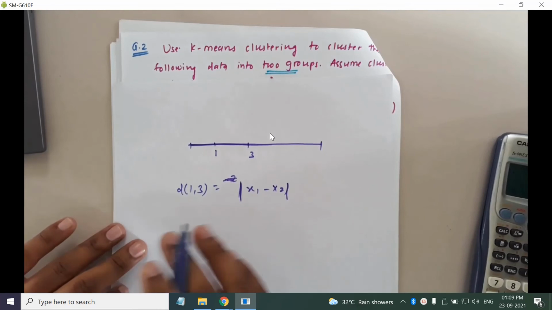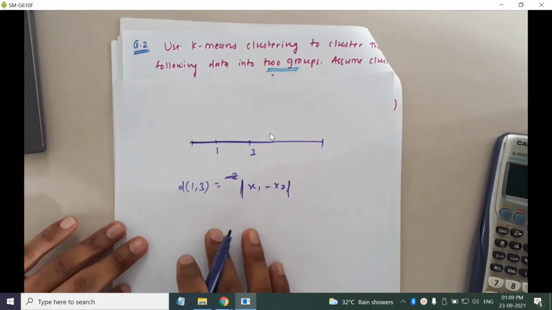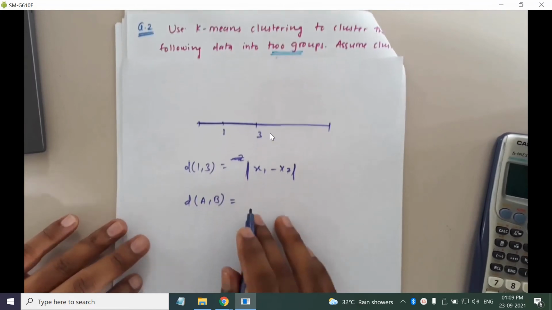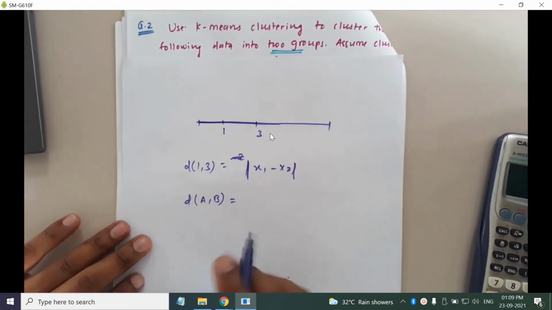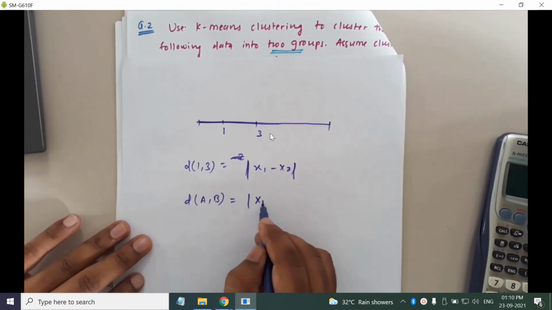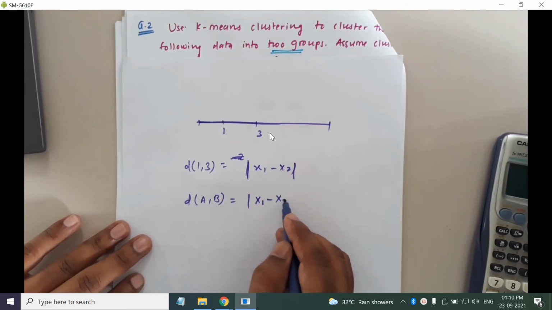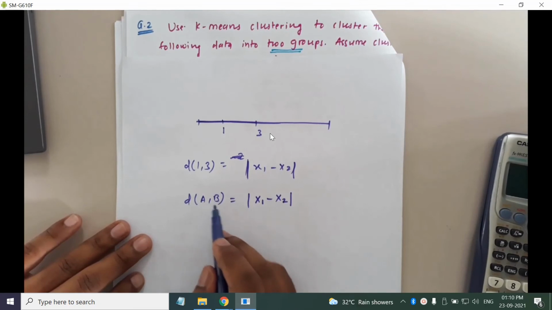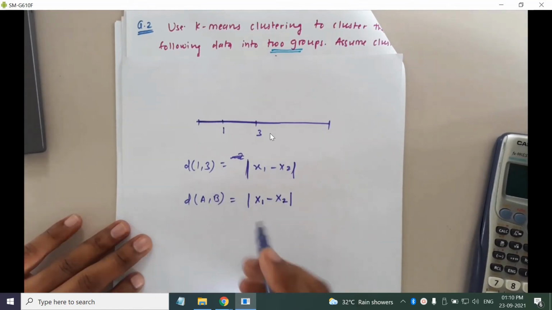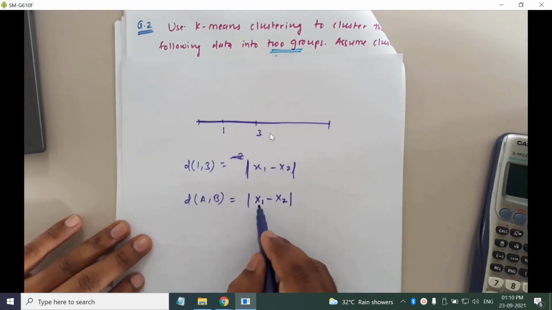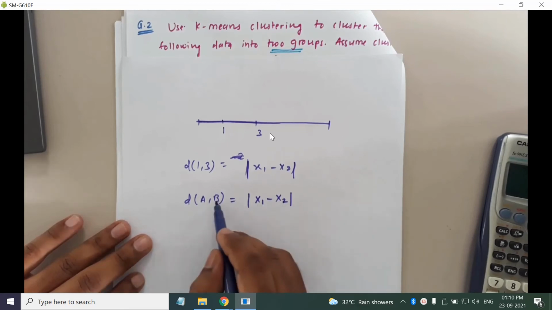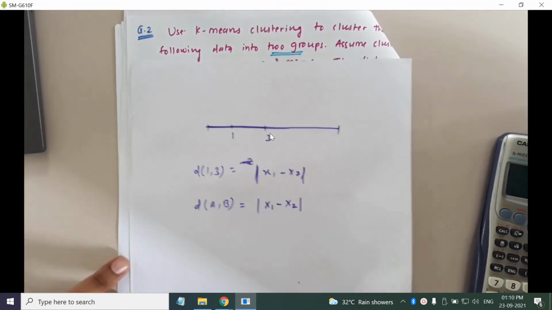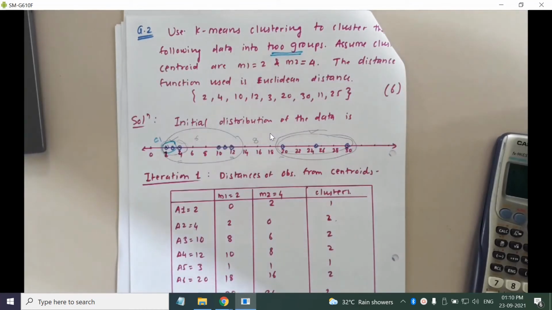Okay, so here our distance formula will change. The distance between A and B will be, now it is one dimensional, so x1 minus x2. This is the x coordinate, there is no y. So x1 is the x coordinate of A, x2 is the x coordinate of B. You take a difference, and mod of that. So that is the distance formula you have to consider.